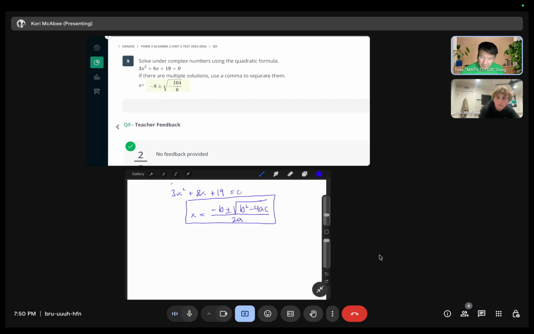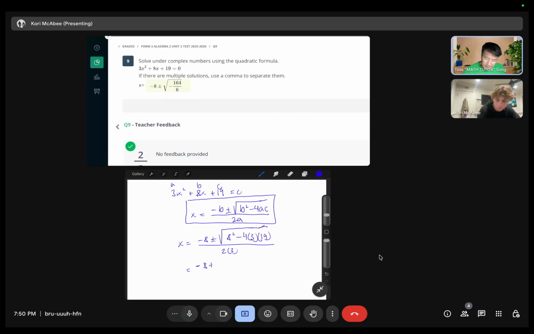Anyway, your A, your B, your C. Okay, here we go. x equals -b, so it's -8 plus or minus the root of 8 squared, 64, but I'll write it like that first, minus 4 times a, which is 3, times c, which is 19, positive 19, divided by 2 times 3. Just show the substitution, and now we'll start cleaning it up.